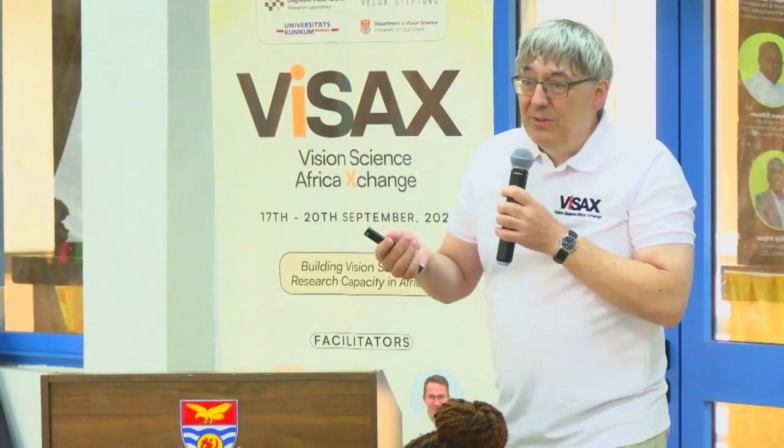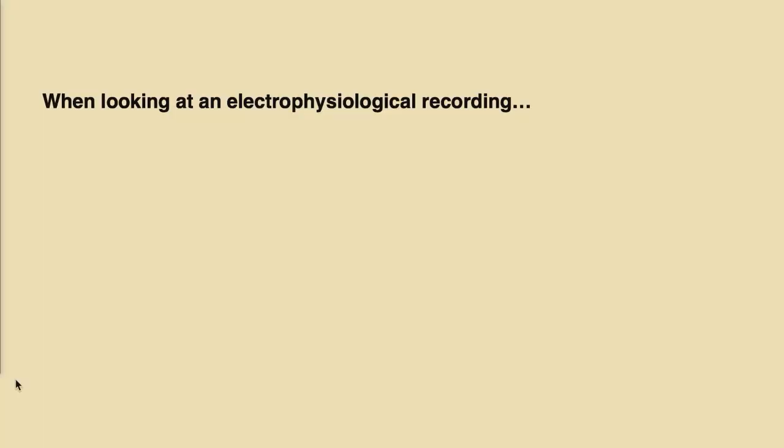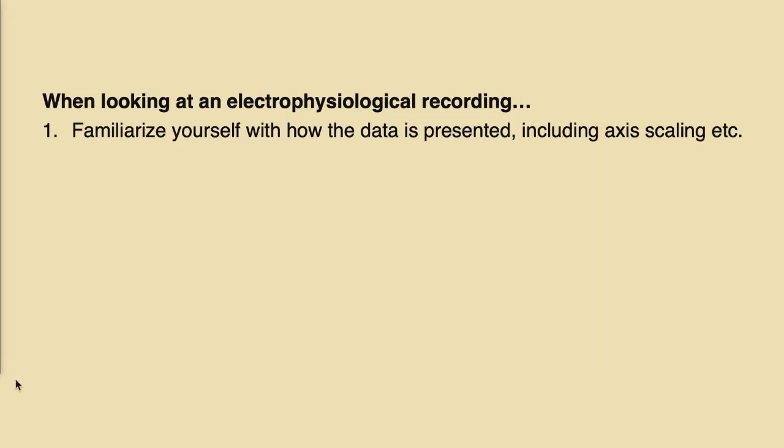So, when looking at an electrophysiological recording, what I mean is basically you get a report sheet, something like this, with a printout, or you get it electronically maybe, which shows the outcome of an electrophysiological test or a series of tests. The question is, what should you look at? What should you look out for? And this is what I could come up with.